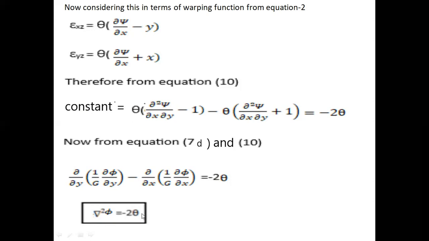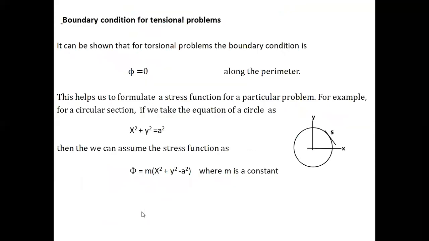I'll repeat this. We already have an equation, Laplacian psi is equal to 0, which needs to be satisfied for any torsional problem. But since it is difficult to find a psi function for a particular case, we convert to the stress function, because stress functions are easy to find, as there are many standard methods. And we find that here we get Laplacian phi equal to minus 2 theta. So if we solve this, then our torsional problem will be solved.